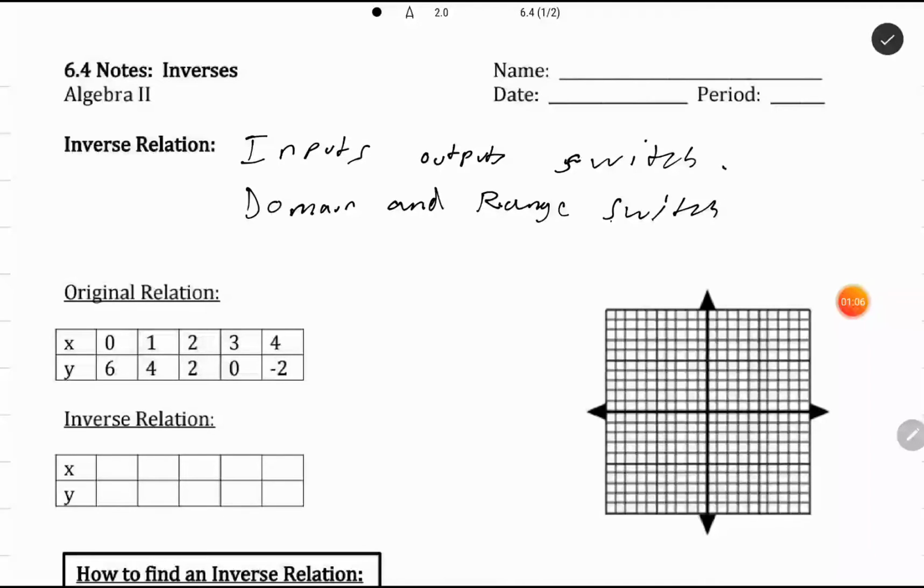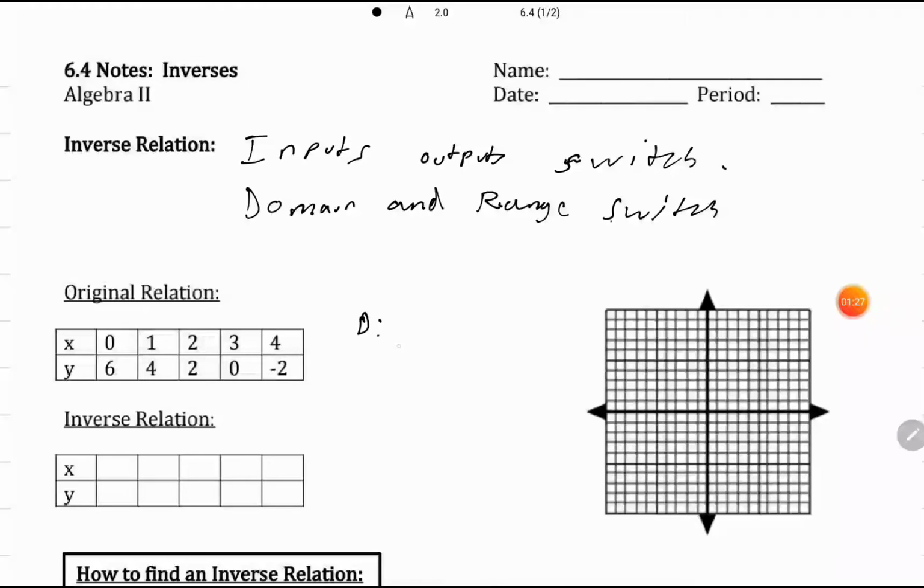Okay, so let's do some examples. We have an original relation, an x table to y table. Because we just have an x and y table, no equation, our domain is just the x values. Now, I've been noticing a lot of you guys have been just making a table.